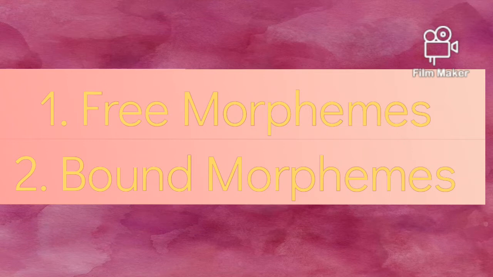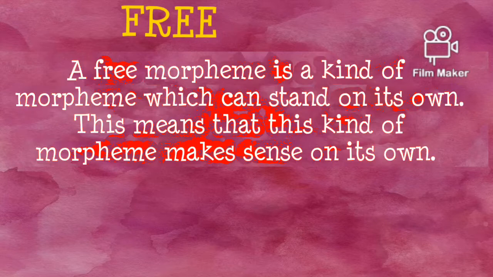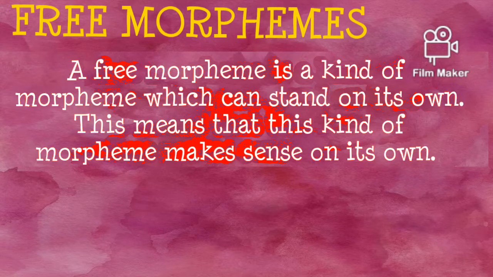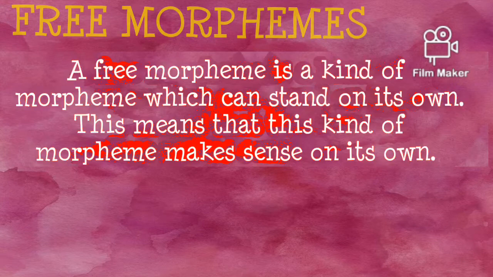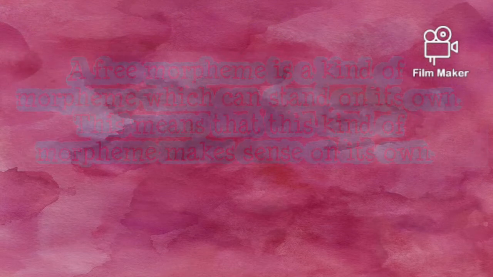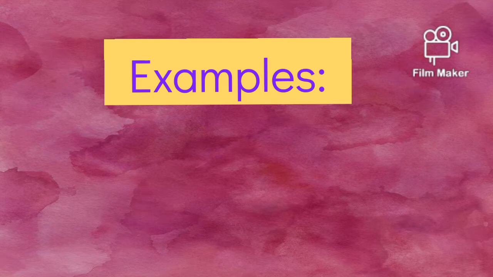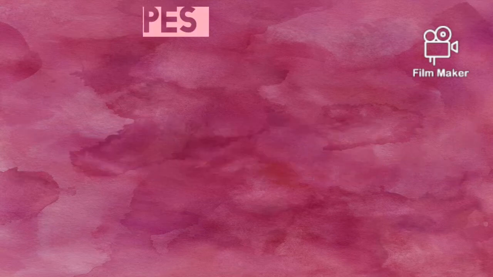Now let's look at the first type of morphemes we have, which is the free morpheme. A free morpheme is a kind of morpheme which can stand on its own. This means that this kind of morpheme makes sense on their own. So if we say them or we call out their names, we are saying that these morphemes are sensible. They mean something sensible. Examples: we have teach, come, dance. Considering these examples, we can see that teach makes meaning, come makes meaning, dance also makes meaning, etc.